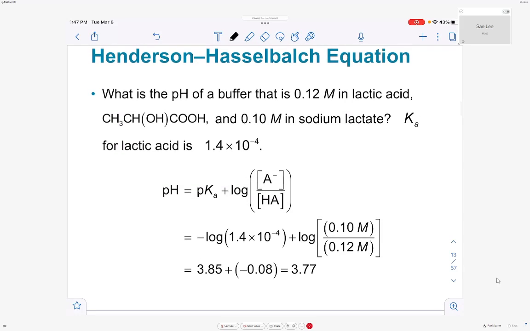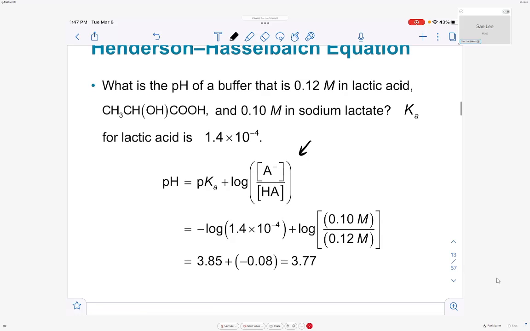Okay, so we're going to use the Henderson-Hasselbalch equation that we have just learned, and we just have to plug in all the information that's already given. Concentration of acid, concentration of conjugate base is already given in the question. Okay, so we plug in that. Ka value is also given. So if we plug in all these numerical values, the pH of this buffer solution is found to be 3.77.